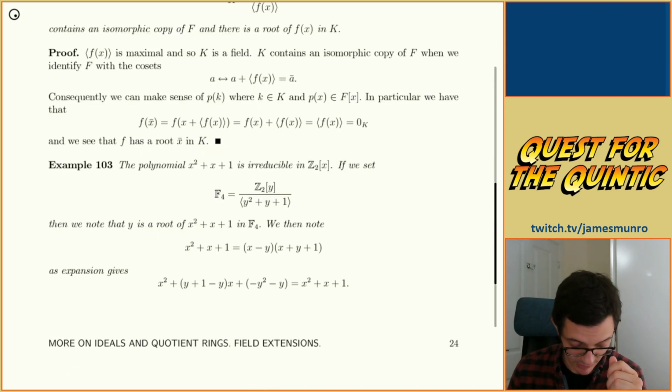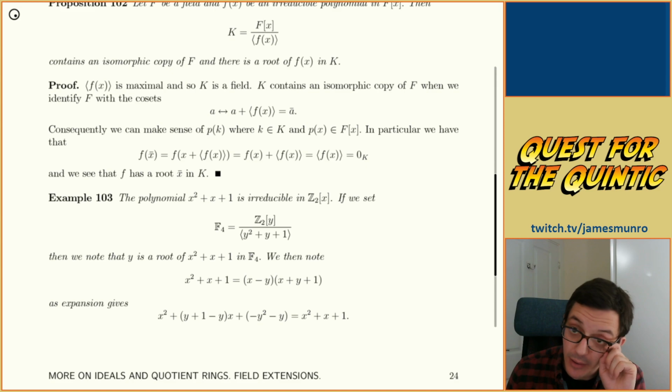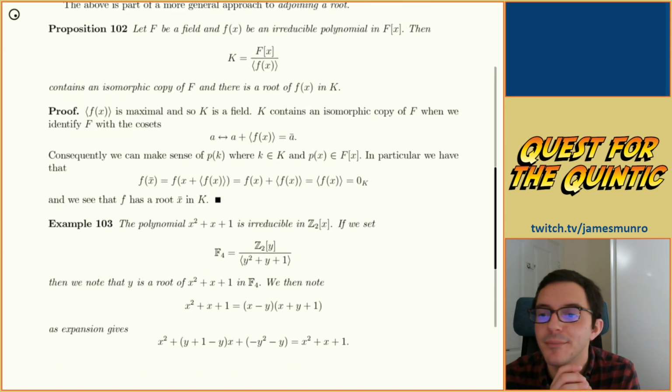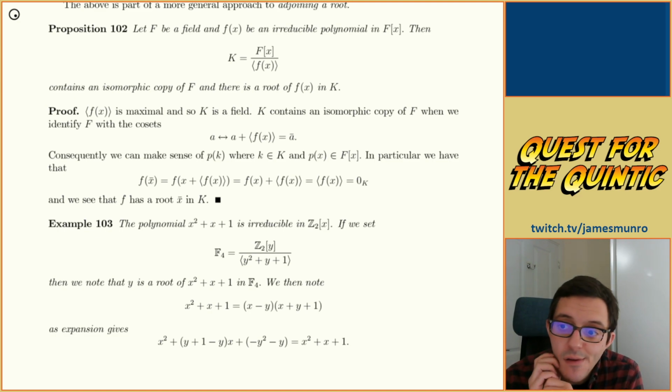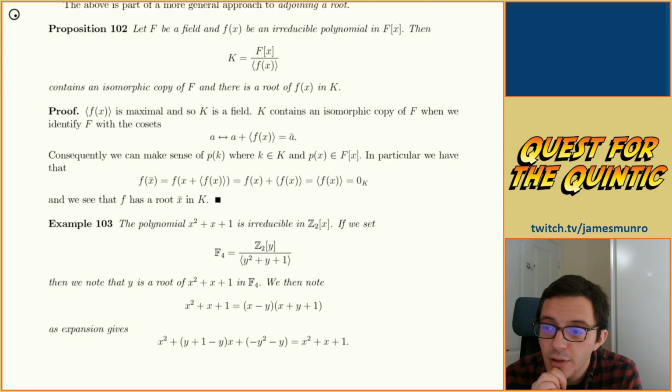Let's look at 102 here. There it is, just off the top of the screen. F a field and f of x being an irreducible polynomial, one which you can't split into factors, then this contains an isomorphic copy of F. Okay, so then you've made a new field, K, which contains an isomorphic copy of F, like the constant polynomials, I guess. And there is a root. Oh my goodness, there is a root of f of x in K.